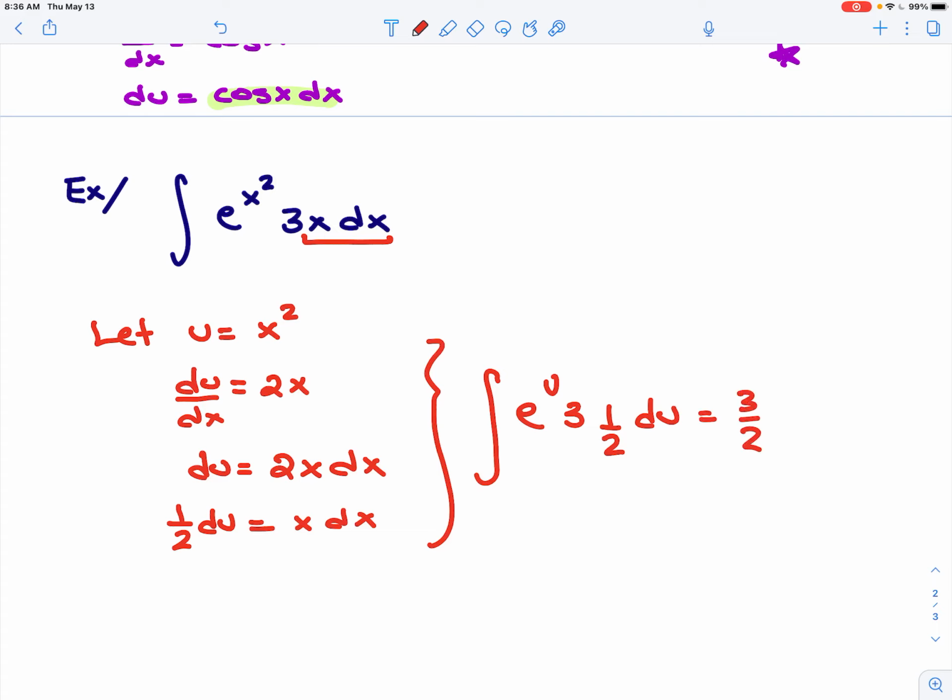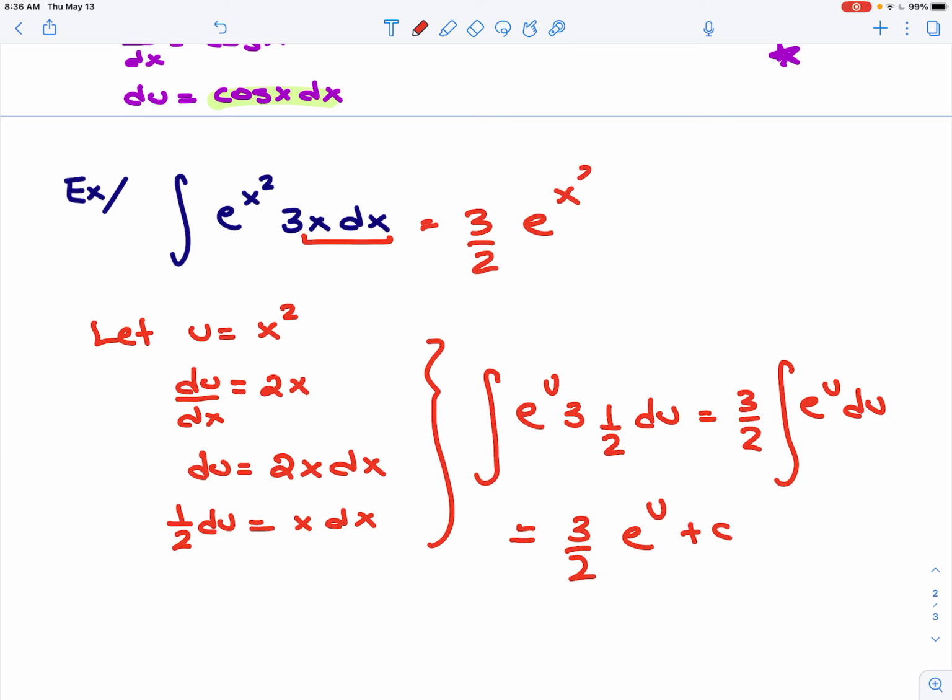And then I'm going to pull those constants out front because that's easier to deal with. And then this just equals 3/2 e to the u plus c. So this is 3 over 2 e to the x squared plus c. So you want to remember at the end to replace it back and answer the question. So all this is just the work that you're doing to answer the question.